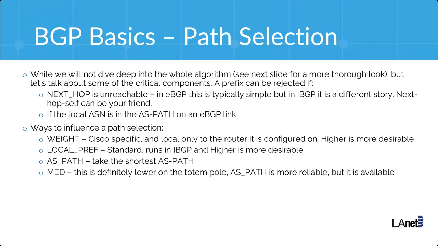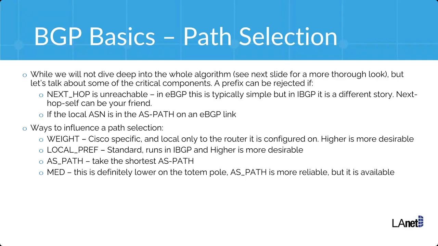Local prep, we've kind of talked about. It's an IBGP attribute. And again, higher is more desirable. AS path is an external facing method, right? And in general, the shorter the AS path, the more preferable it is.